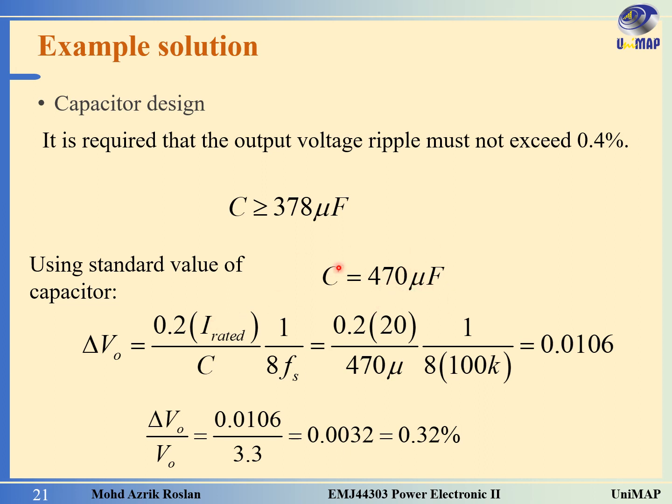We can verify that using this value. If we substitute C into this equation, we will find our value of delta V out is 0.0106. So if we want to find the voltage ripple, delta V out divided by V out equals 0.0032. So this is 0.32%, which is within our requirement of 0.4%.